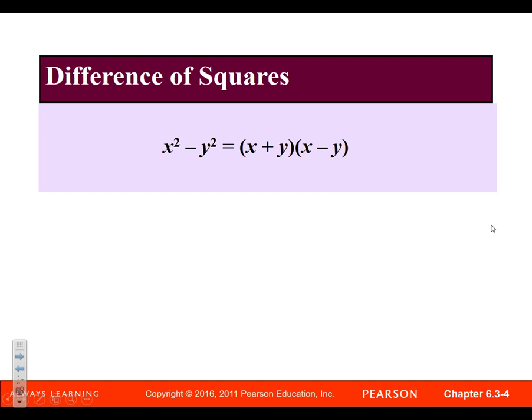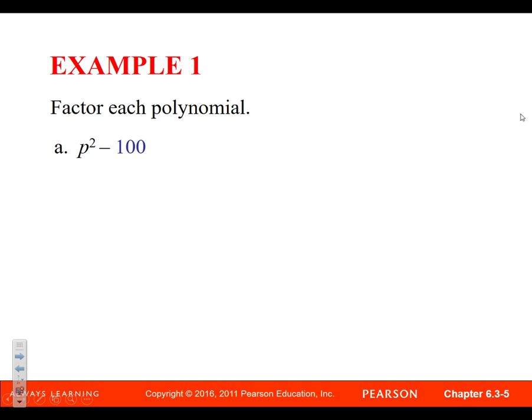For example, p squared minus 100. Well, 100 is not a square, is it? But we can make it look like a square, because this could be p squared minus 10 squared. You see it? So you have to be able to recognize that. Which at this point becomes super easy, because that's going to factor into p plus 10 and p minus 10. And you're done. Easy? Easy.